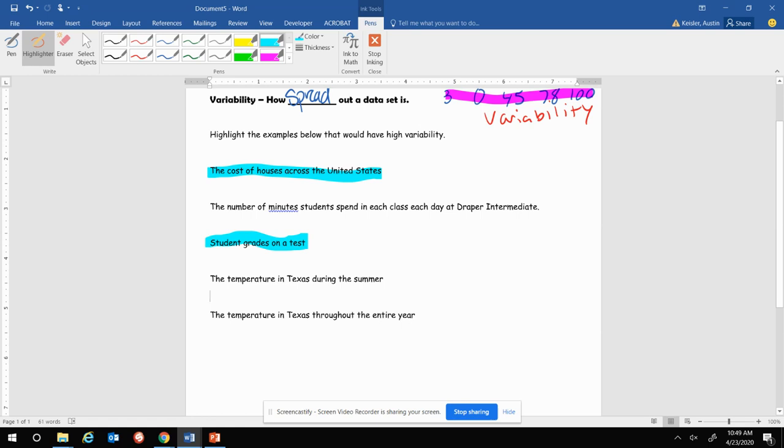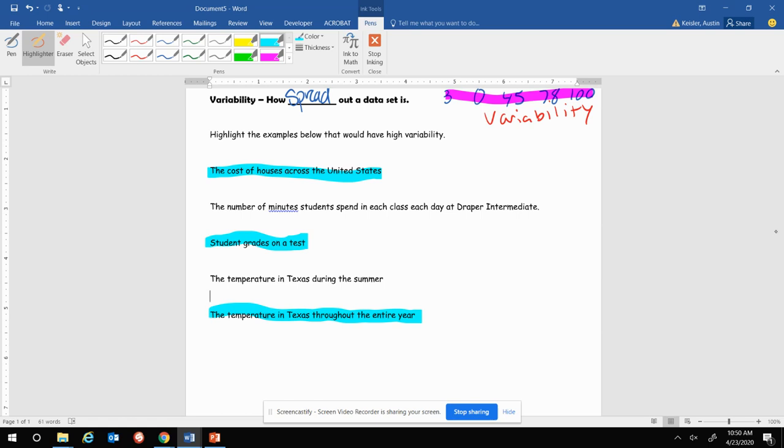Then the next one says the temperature in Texas during the summer. Well, if you think about it, during the summer in Texas, it's pretty much about 100 degrees every day. It might be 95, it might be 100, it might be 105, but it's pretty close to the same. So that would not have very much variability for the most part. But the one right below it, the temperature in Texas throughout the entire year, that would have pretty high variability because some days it's below freezing in Texas, some days it's 100 degrees, some days it's about 70 degrees. So throughout the entire year, there is a lot of variability.